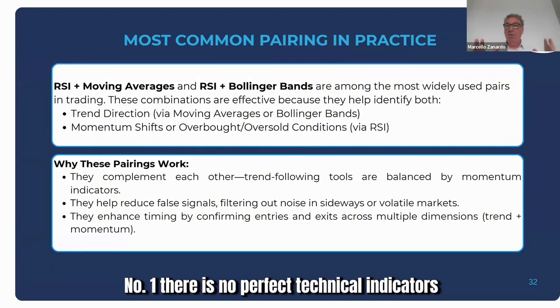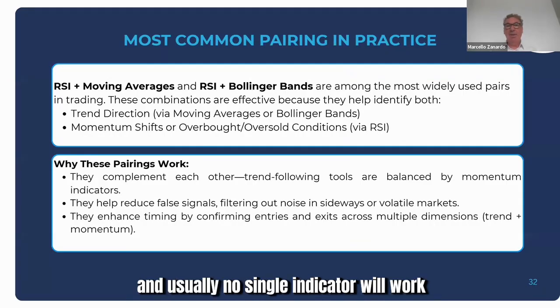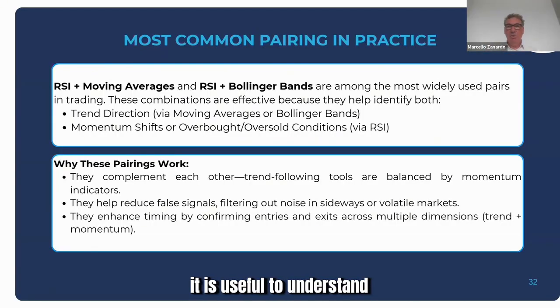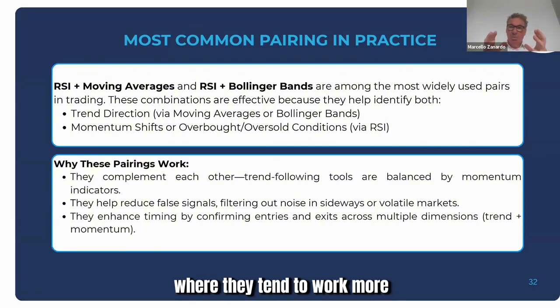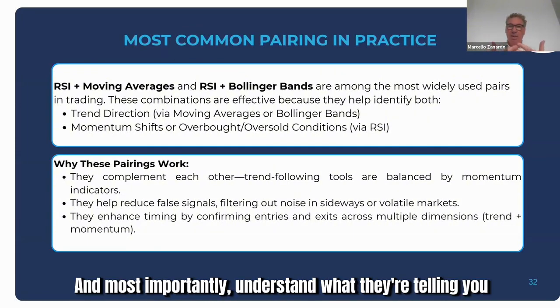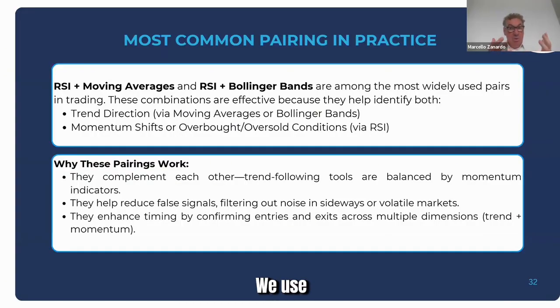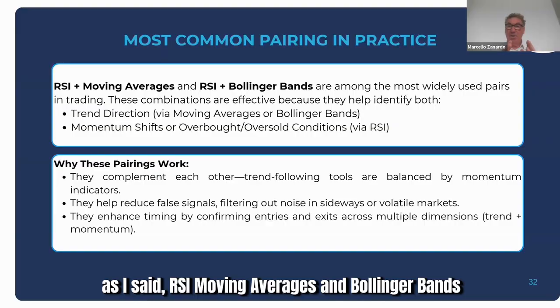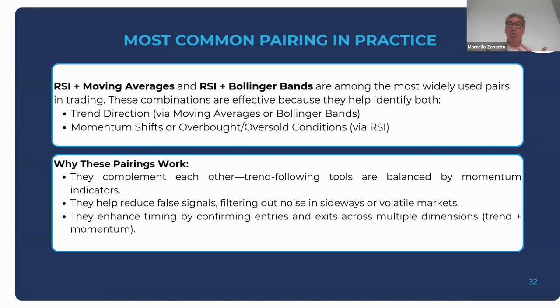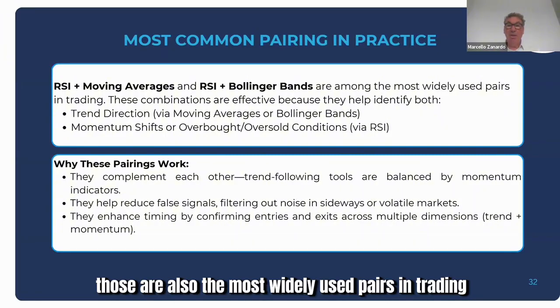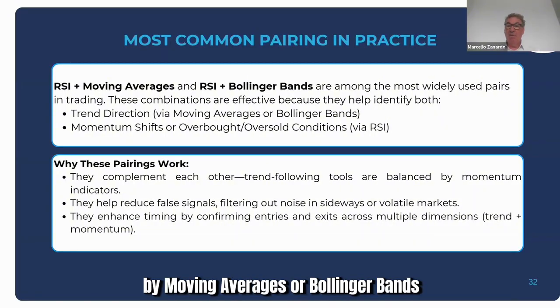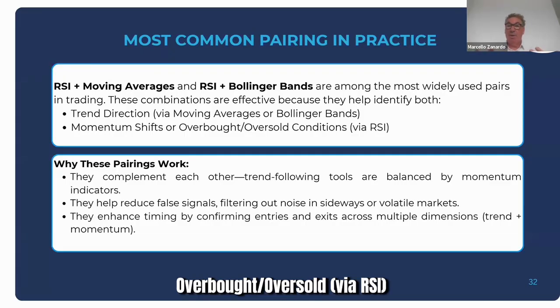Number one, there is no perfect technical indicator, and usually no single indicator will work. It is useful to understand what indicators are telling you, where they tend to work more, and most importantly, use them in pairs or trees. We use, as I said, RSI, moving averages, and Bollinger Bands. Those are also the most widely used pairs in trading. They look at trend direction via moving averages or Bollinger Bands and momentum shifts, overbought and oversold, via RSI.